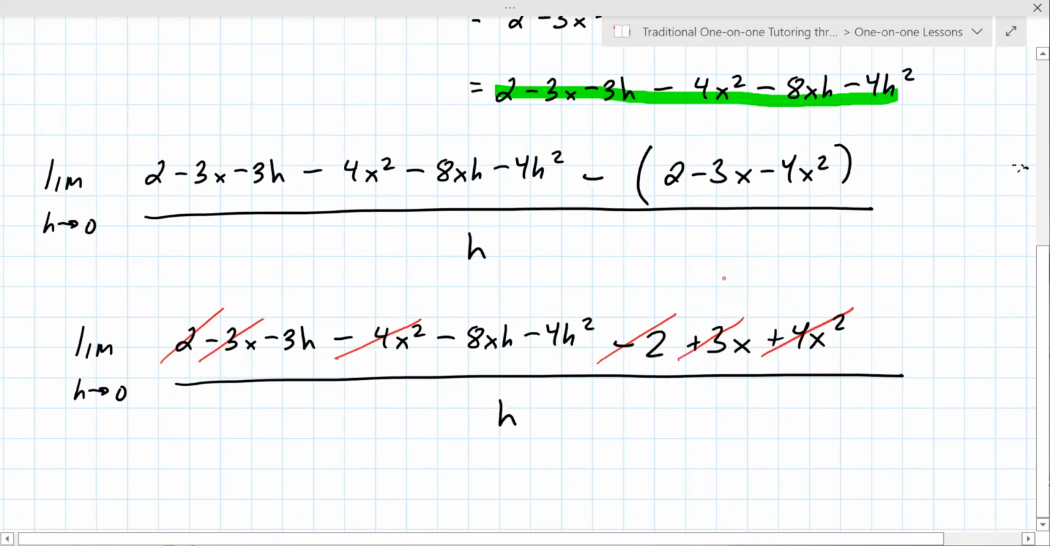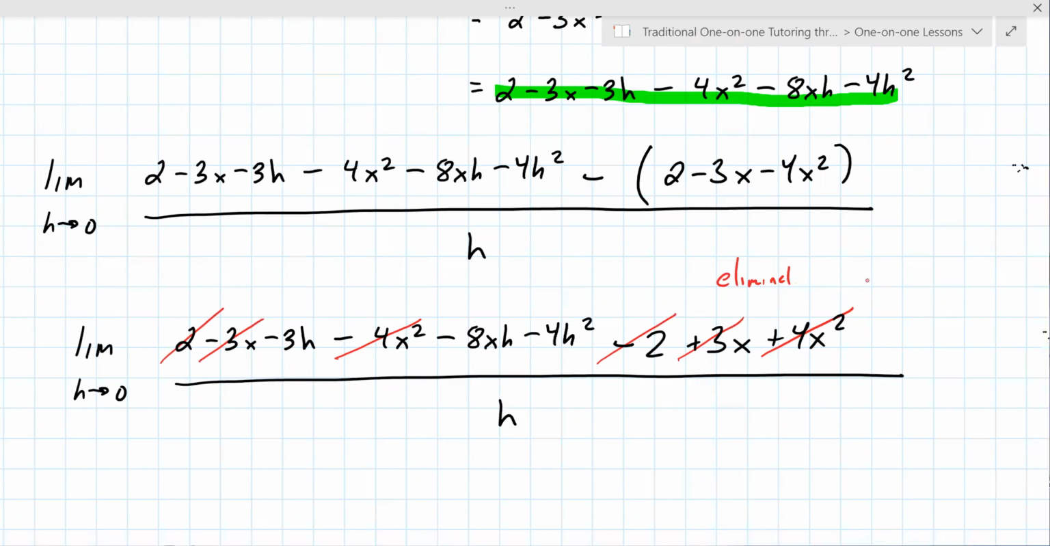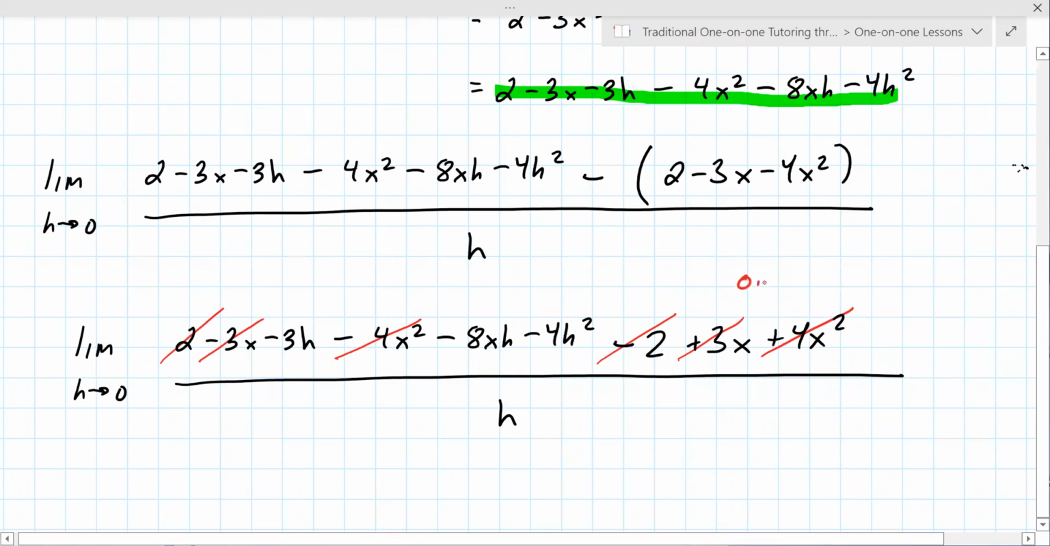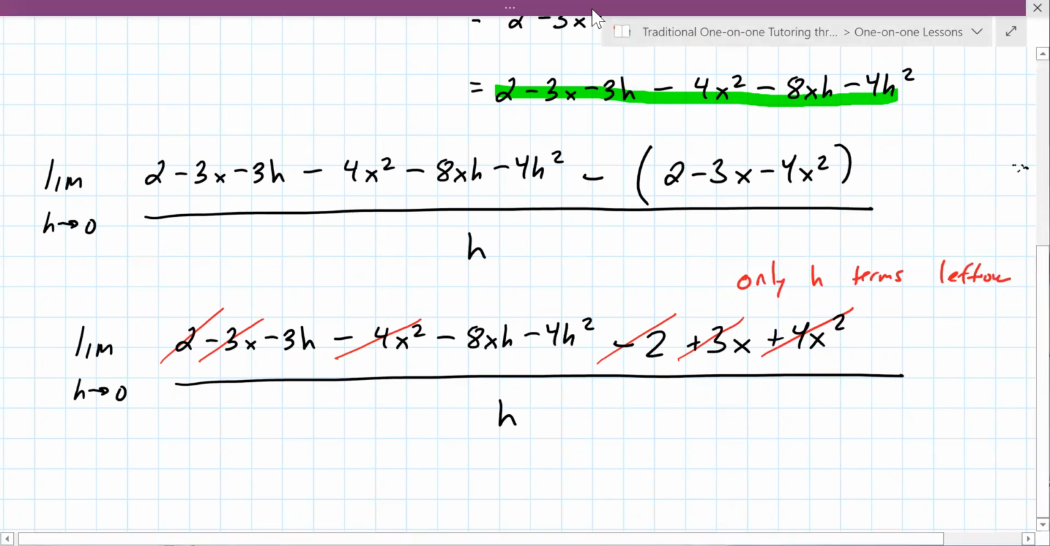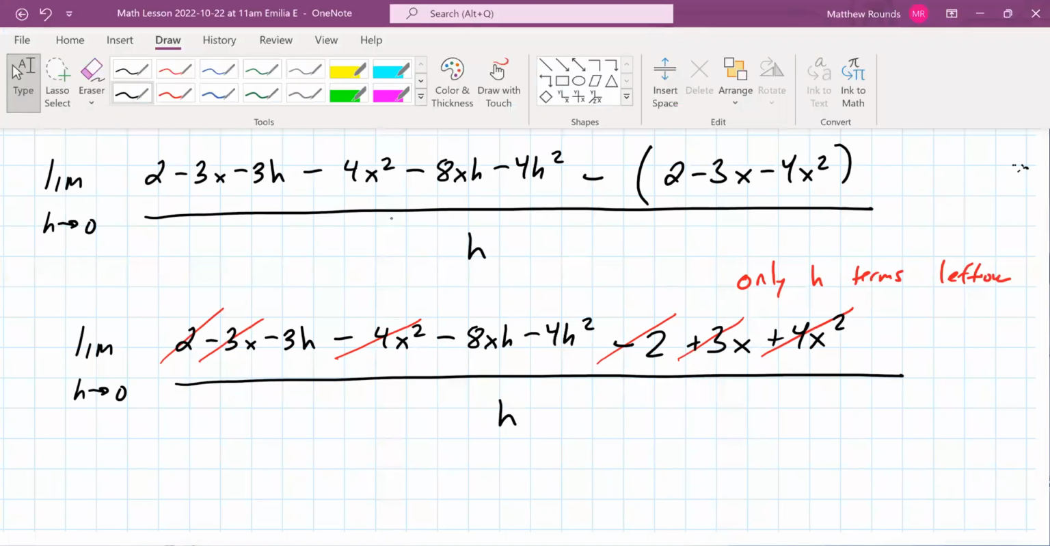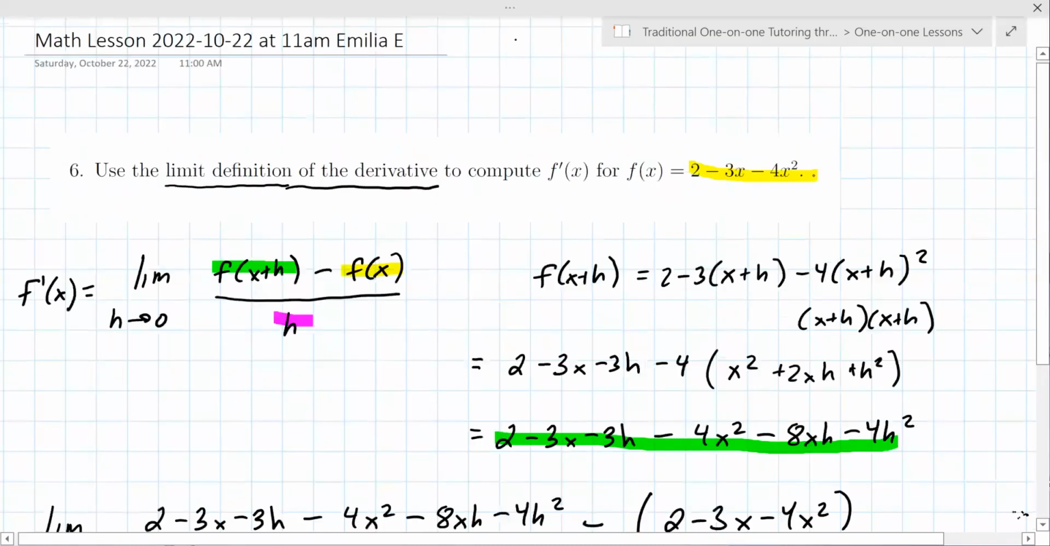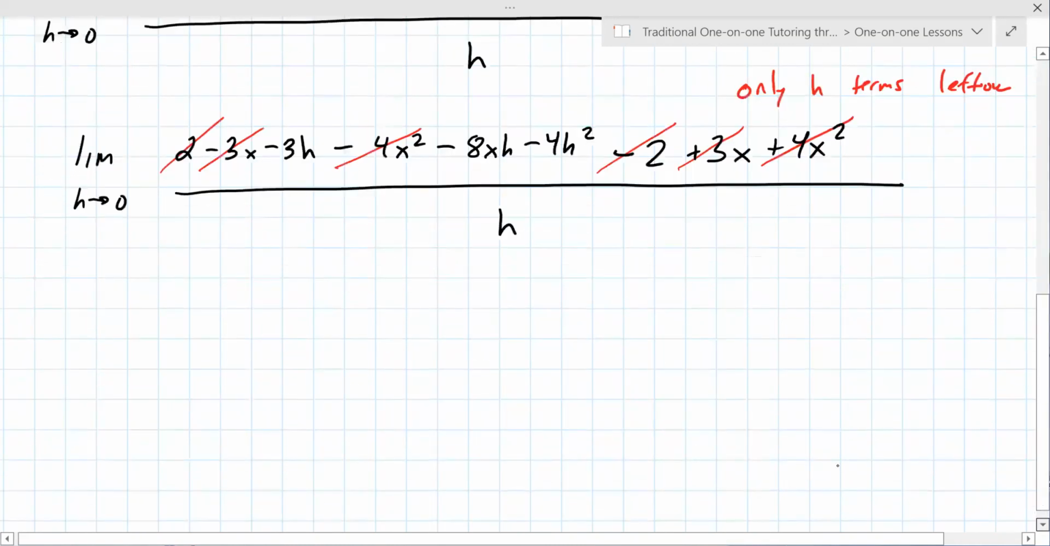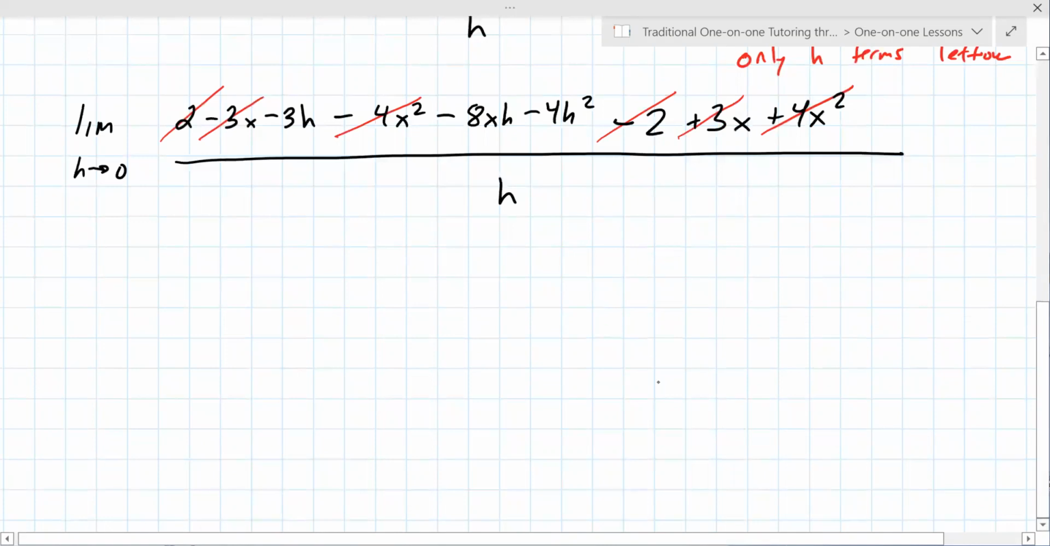Isn't it like you should only have h's left after the elimination? Yes, let's say it that way. Only h terms left over. That works for polynomials. It does not work for other things. There are a couple of other types of problems they can give you, but it would appear it's a polynomial. You could probably look at your old lesson notes if you wanted to see the other types as well.